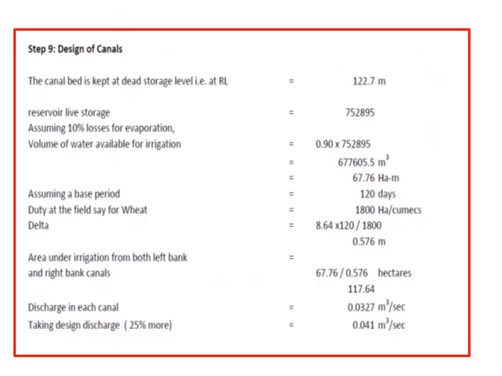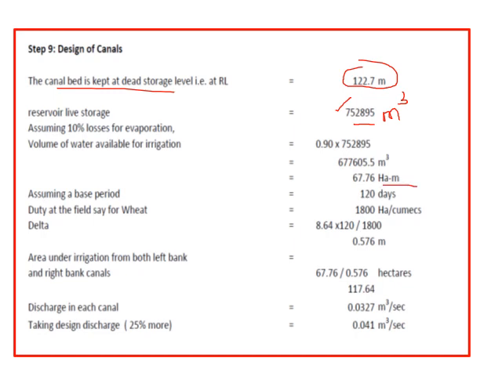Okay, the next step. We have fixed the canal bed level somewhere at the dead storage level, that is 122.7 meters. So we have reservoir live storage, which comes to about 752,895 meter cube. Now we are assuming 10% losses go for evaporation. Therefore, the volume of water that is available is 0.9 times 752,895 meter cube, which comes to about 67.76 hectare meters.